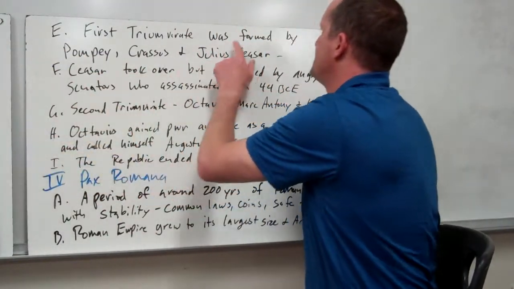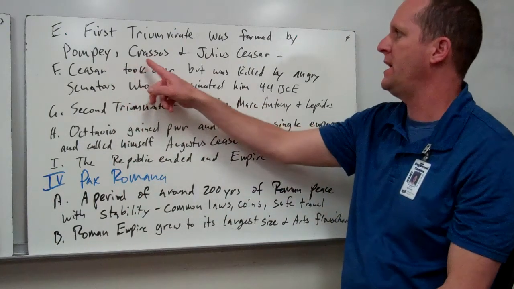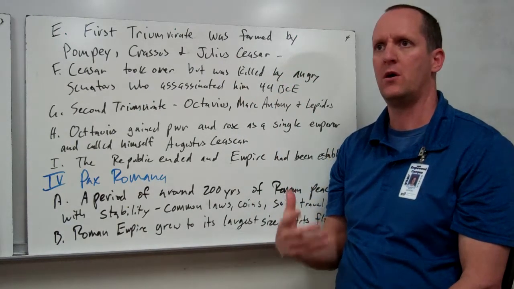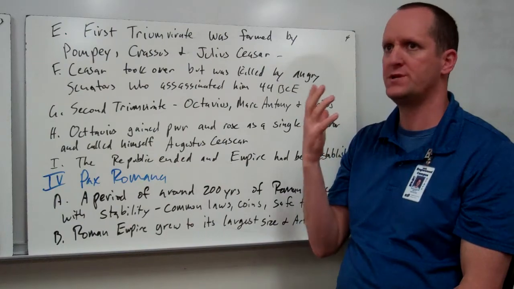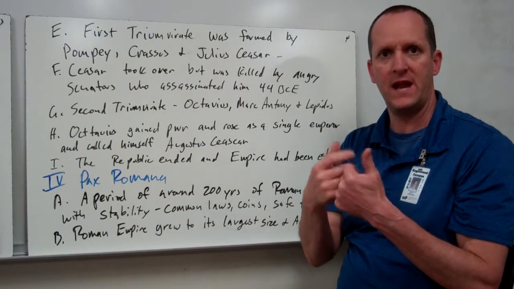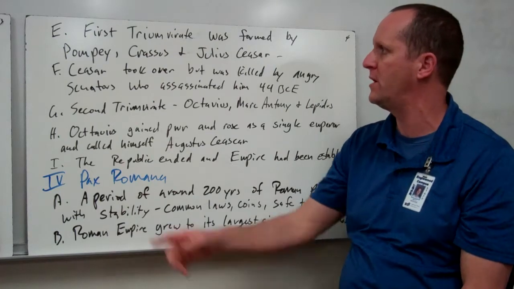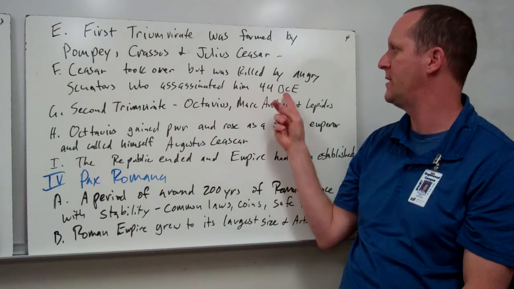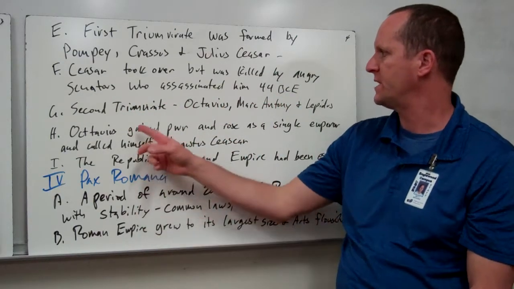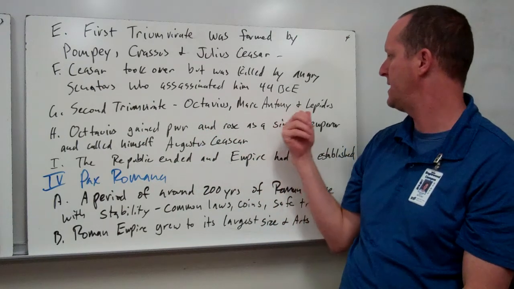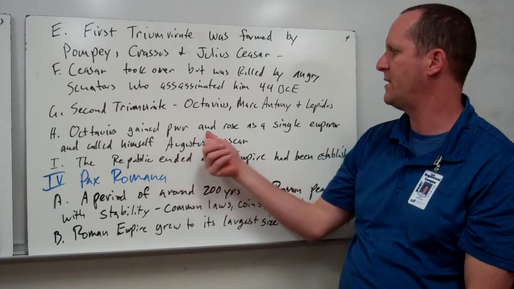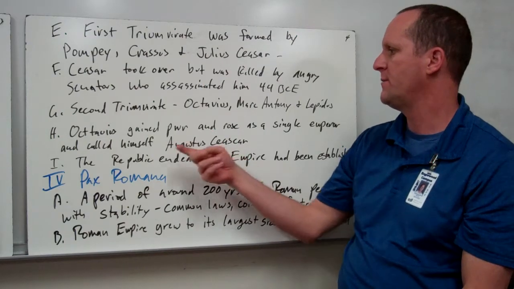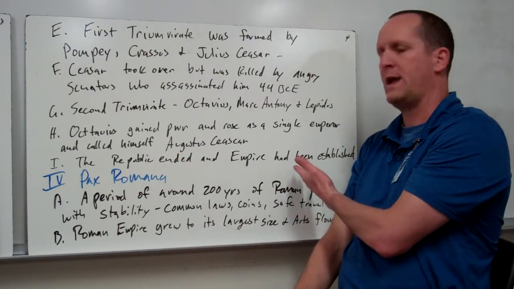The first triumvirate was formed by Pompey, Crassus, and Julius Caesar, and this is when three rulers are all holding power. Unfortunately, oftentimes they start fighting, and then it just comes down to one person holding power, such as Caesar. Caesar took over, but was killed by angry senators who assassinated him in 44 BCE. The second triumvirate was Octavius, Mark Antony, and Lepidus. Octavius gained power and rose as a single emperor and called himself Augustus Caesar. Thus the republic ended and the empire had been established.